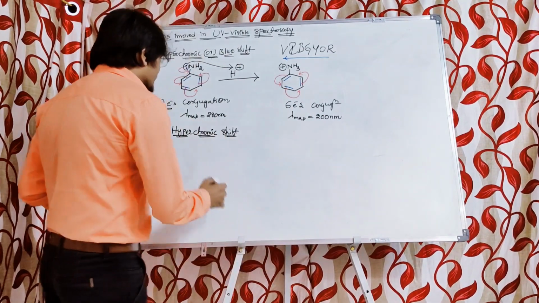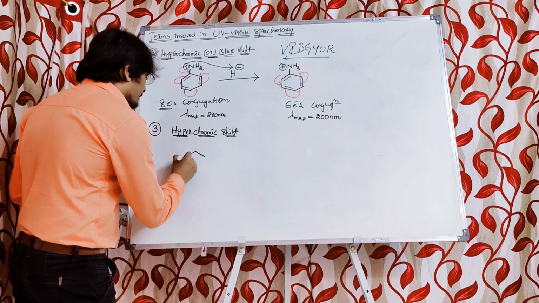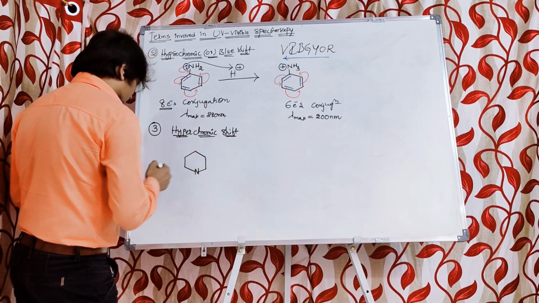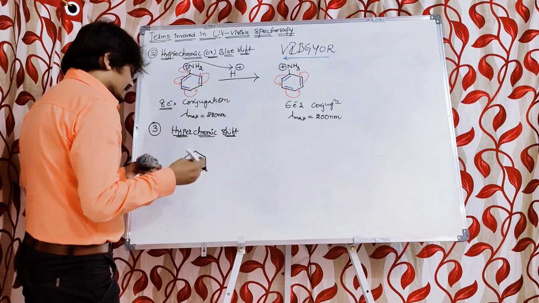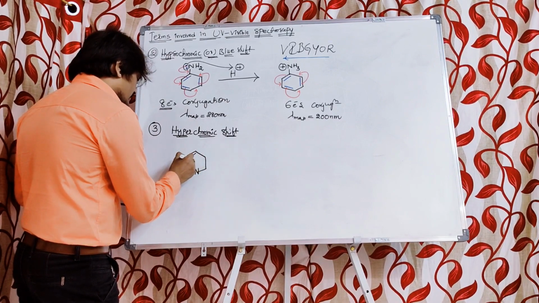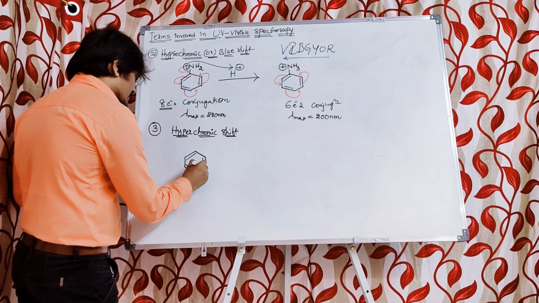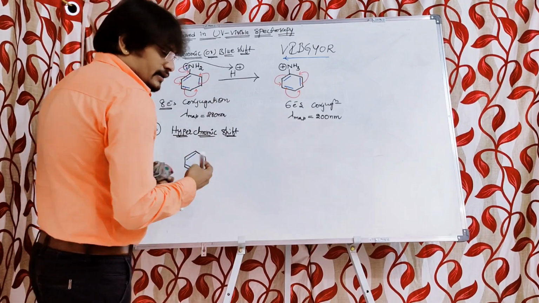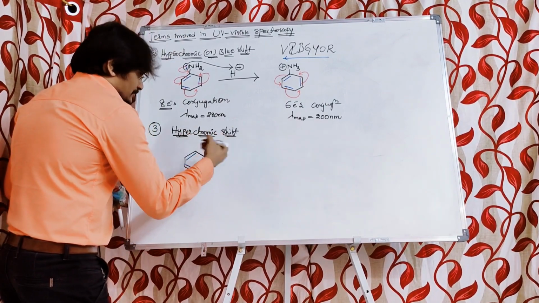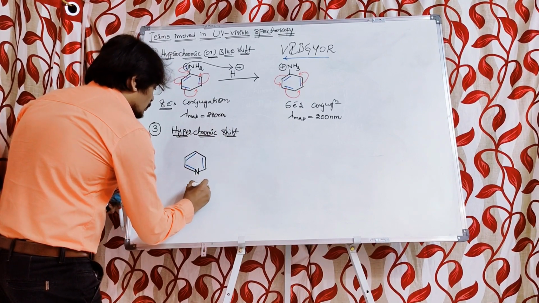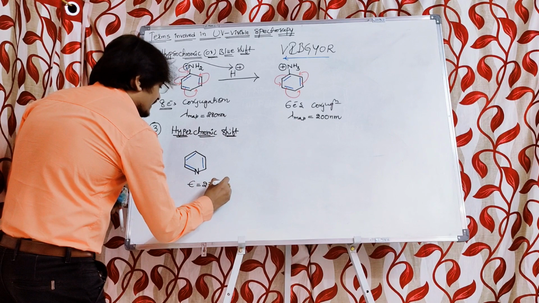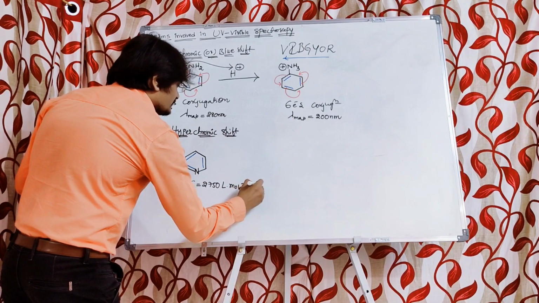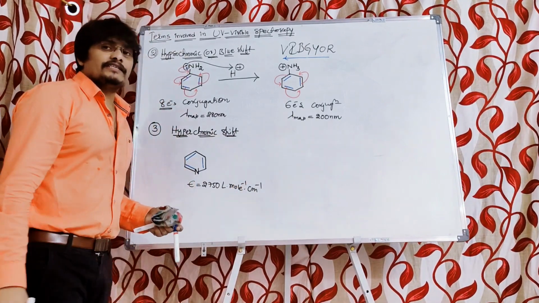For example, let us take pyridine. What is pyridine? Benzene with nitrogen. Nitrogen is present inside the ring, and that is pyridine, right? So pyridine has an intensity of absorption maxima, epsilon, equal to 2750 liter mole inverse centimeter inverse.